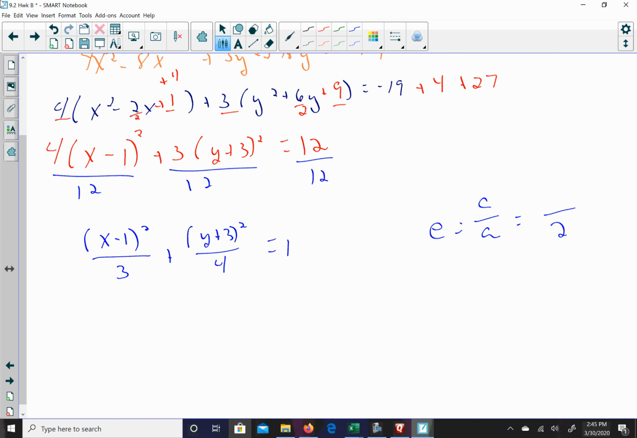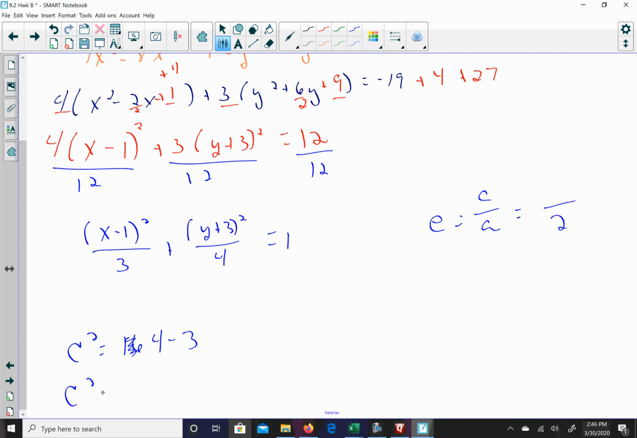So now I'm going to find my C. So I'm going to do C squared is equal to A squared, so 4, A squared 4 minus B squared, which is 3. So I'm going to get C squared is equal to 1, which means C is equal to the square root of 1, which is 1. So C over A, I'm going to get an eccentricity of 1/2.